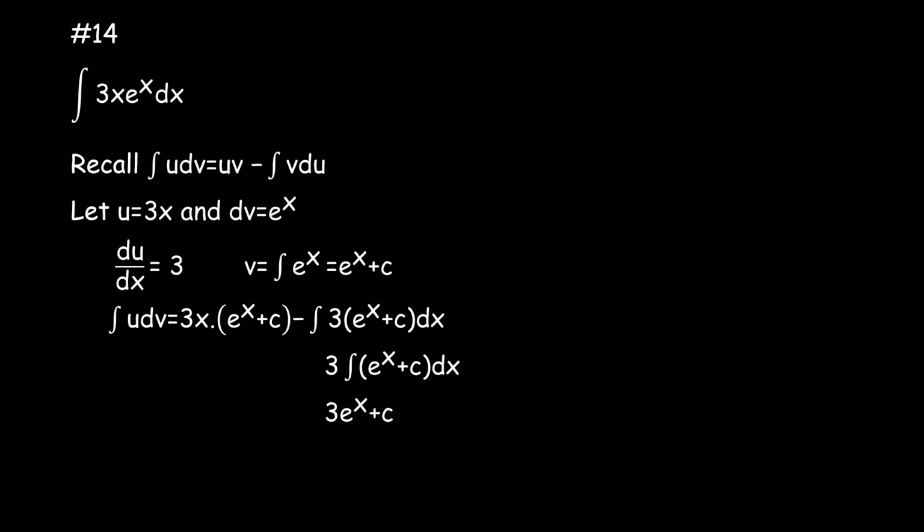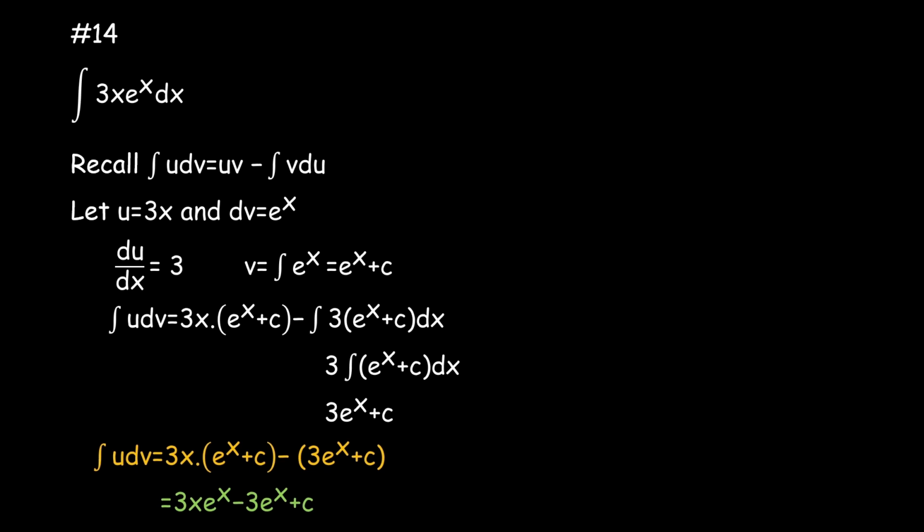Now, if we regroup the values that we have got, we would have the integral of u dv being equal to 3x times e to the power x plus c minus 3e to the power x plus c. And simplifying that, we should have (3x minus 3) e to the power x plus c.